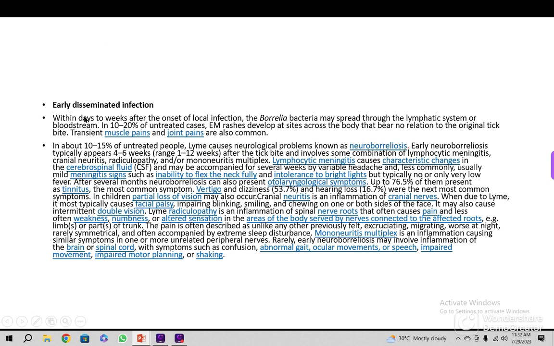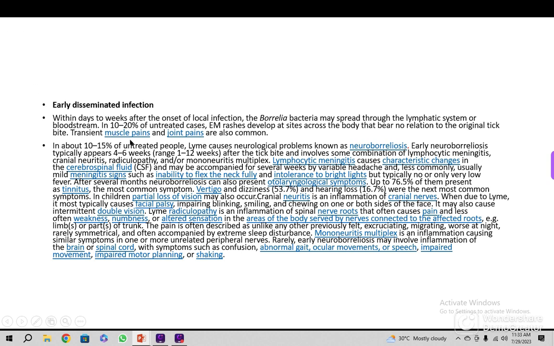So the primary lesion was the first stage. Now coming to the early disseminated infection, within days to weeks after the onset of the local infection, which is erythema migrans, the Borrelia bacteria may spread through the lymphatic system or the bloodstream, called Borrelia bacteremia. In 10 to 20% of untreated cases, the erythema migrans rash develops at sites across the body that bear no relation to the original tick bite. It first appears at the tick bite, but it migrates to other areas. That is why it is called erythema migrans.